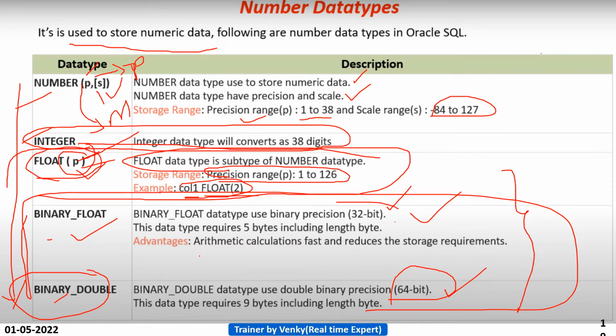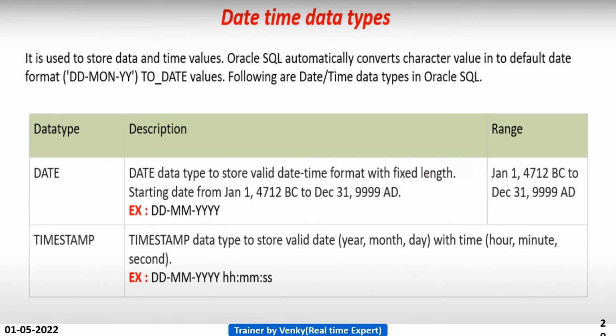Why use binary float? Arithmetic calculations are fast and it reduces storage requirements. But in my experience I have never used it. We always use the number data type. For example, you can declare number with 38 digits, or if you declare integer, it will be converted to number only. So remember number and integer.